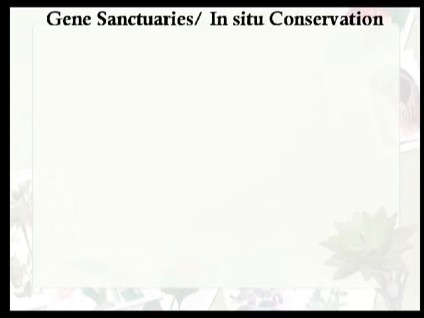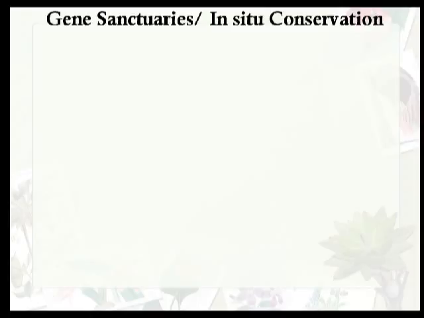Now let us study about gene banks and gene sanctuaries. As we had told in the beginning of this lecture, a threat to genetic diversity is genetic erosion. And to counter that threat, we have to go for germplasm conservation. Broadly, the classification is in situ and ex situ.